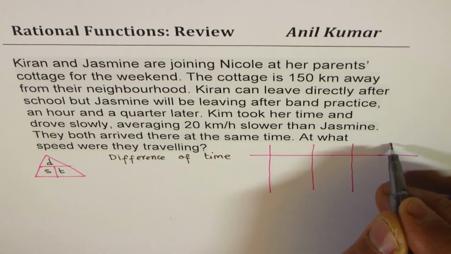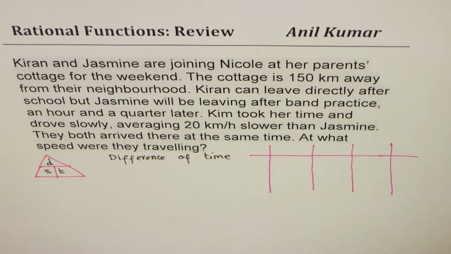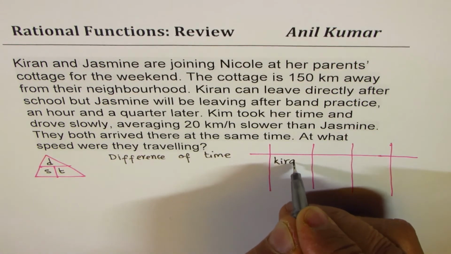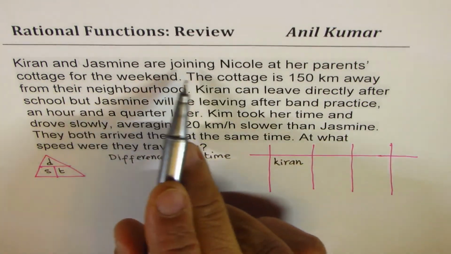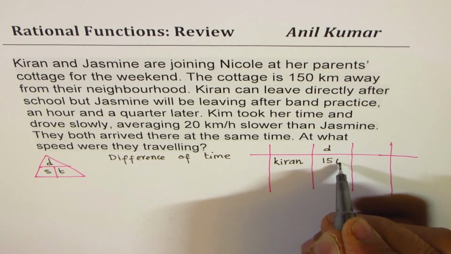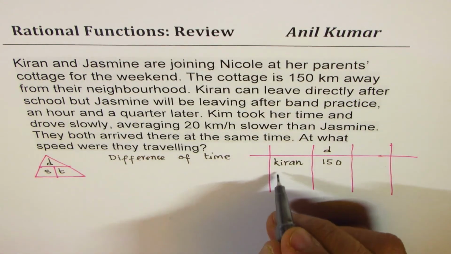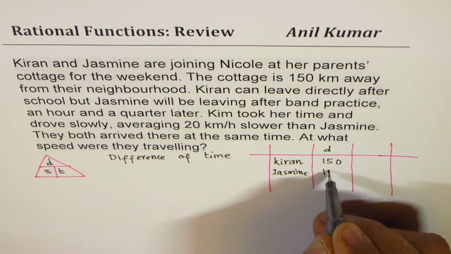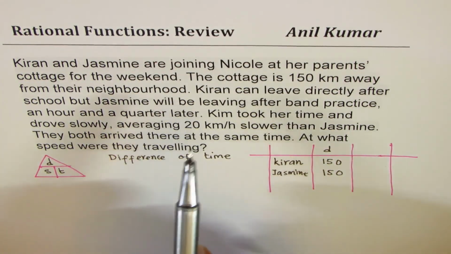Okay, so let me make one more. So we're talking about Kiran and Jasmine joining Nicole and her parents. Distance is fixed, 150 for both of them. Jasmine, same distance.